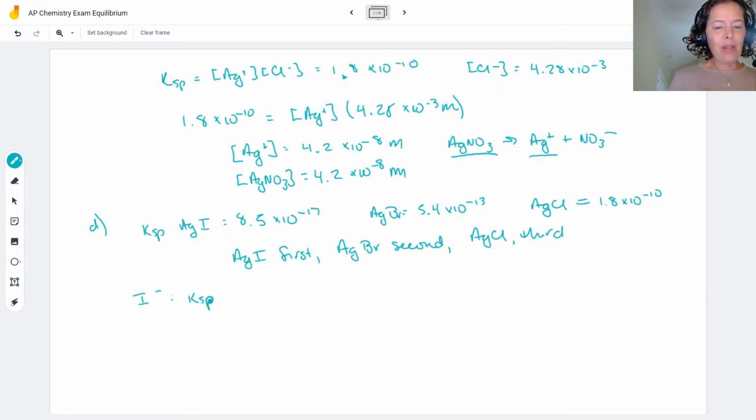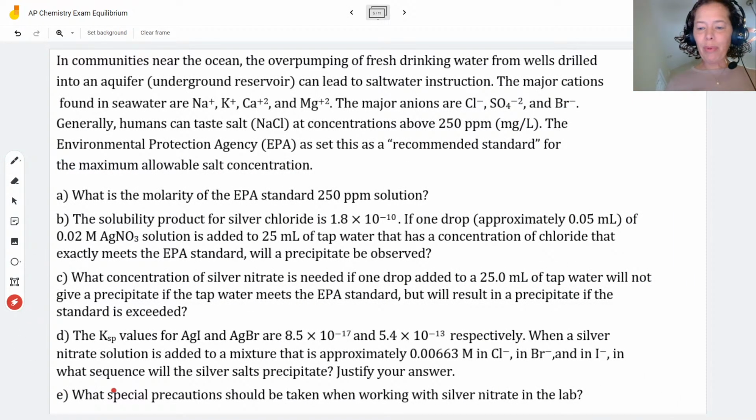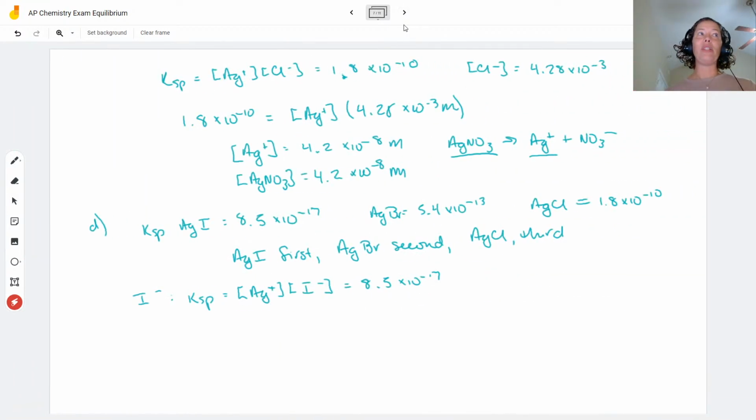All right, so the KSP is silver and our concentration of iodide. And of course, this equals our 8.5 times 10 to the negative 17th. Now the problem, okay, so I got to flip back. The problem did give us concentrations of all of these. So we've got the same concentration of all of these ions in solution, which lets us compare the KSP. So if our concentrations were different, yes, we could look at the KSPs, but we'd also have to look at the concentration. So I'm going to show you this calculation as well.